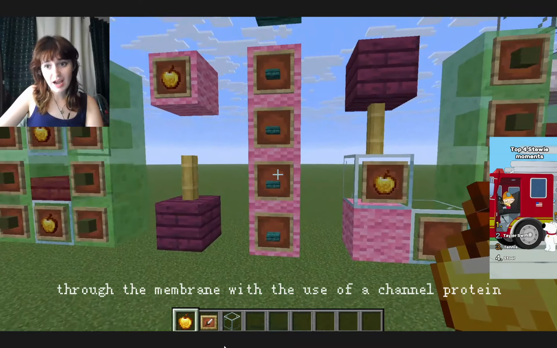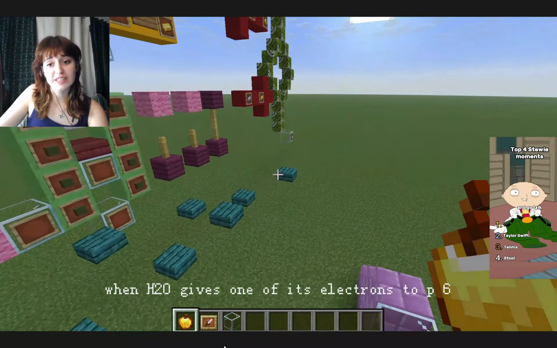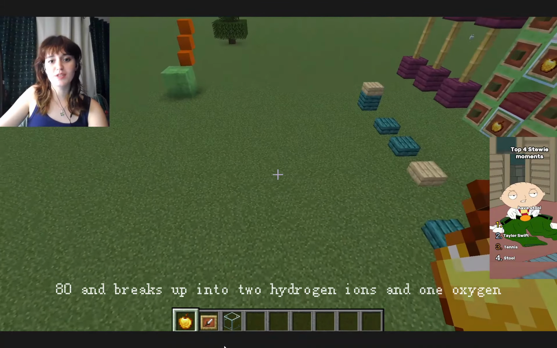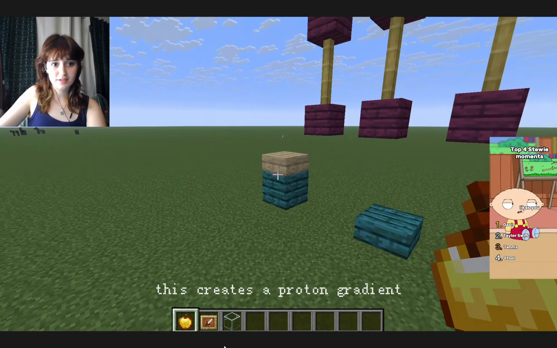of a channel protein. Hydrogen ions are also introduced to the thylakoid when H2O gives one of its electrons to P680 and breaks up into 2 hydrogen ions and 1 oxygen. This creates a proton gradient.